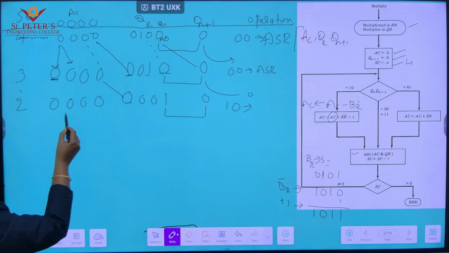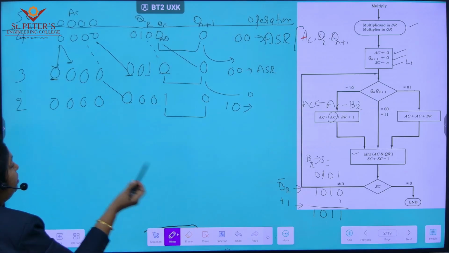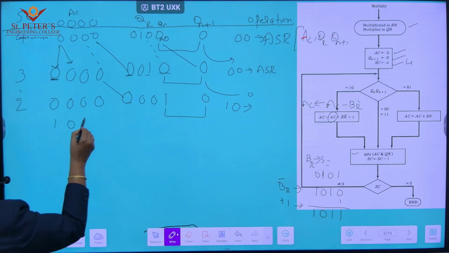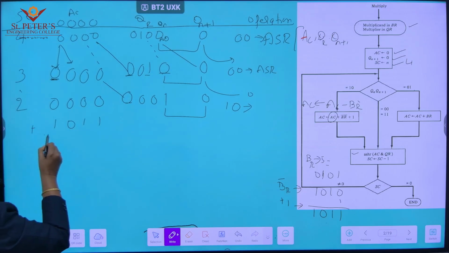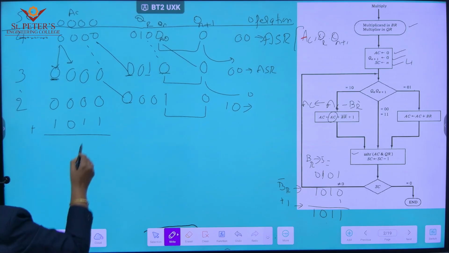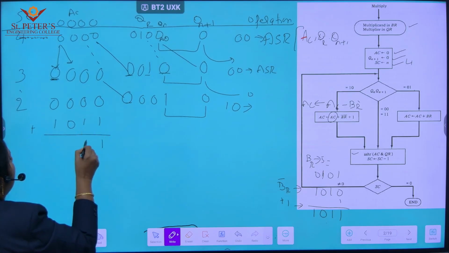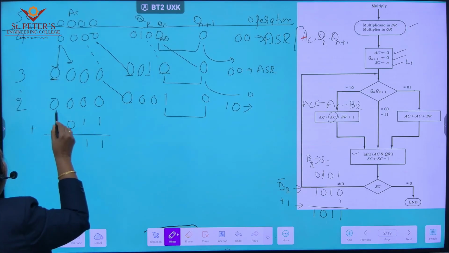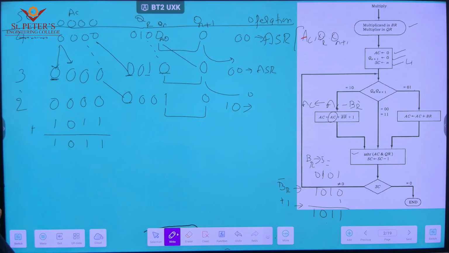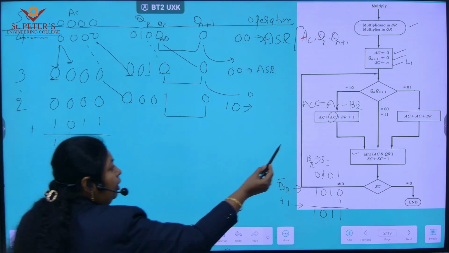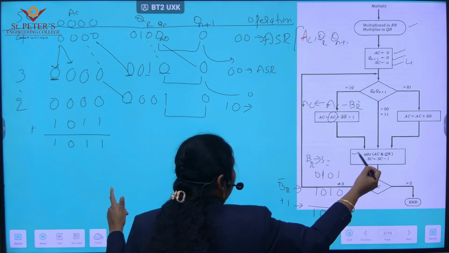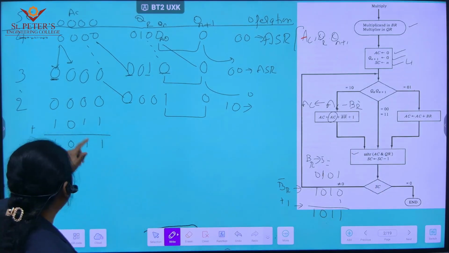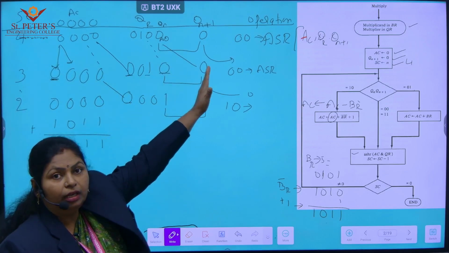What is the accumulator data? 4 zeros. Once this is added, 1 0 1 1 is added here. So we are performing the plus operation. What is the answer? 0 plus 1 is 1, 0 plus 1 is 1, 0 plus 0 is 0, 1 plus 1 is 1. So here, after addition, we have to again come back to the arithmetic shift right. Arithmetic right shift on again A, Q, R, Qn plus 1.